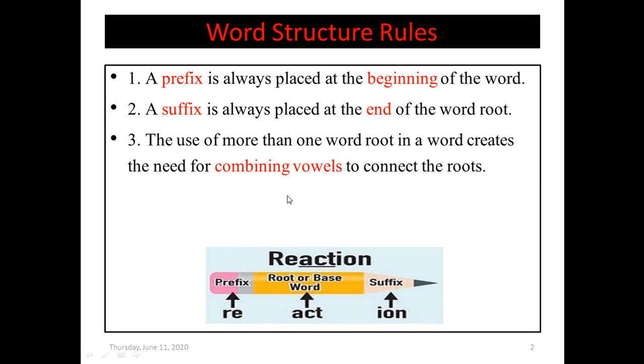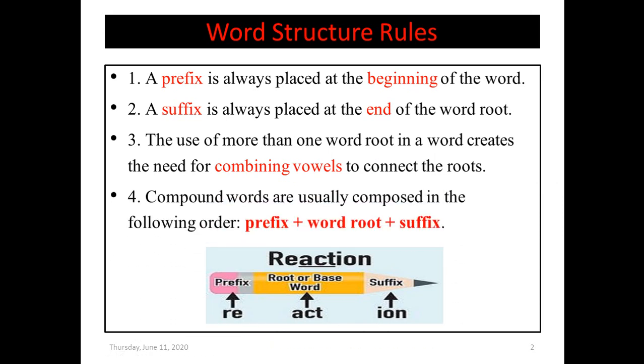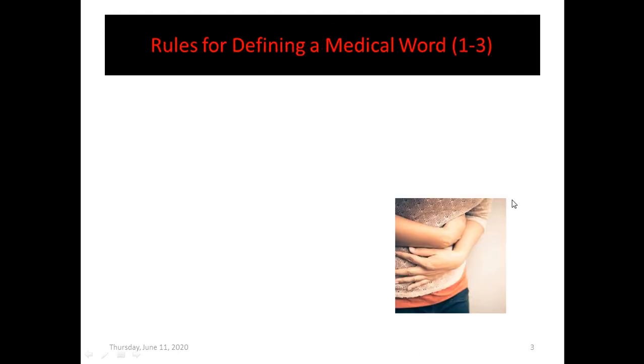And we have the use of more than one word root in a word. They create the need for combining vowels. So when we use two word roots, we have to use a combining vowel between them to connect the roots. So a compound word is usually composed in the following order: here we have the prefix, word root, and the suffix.